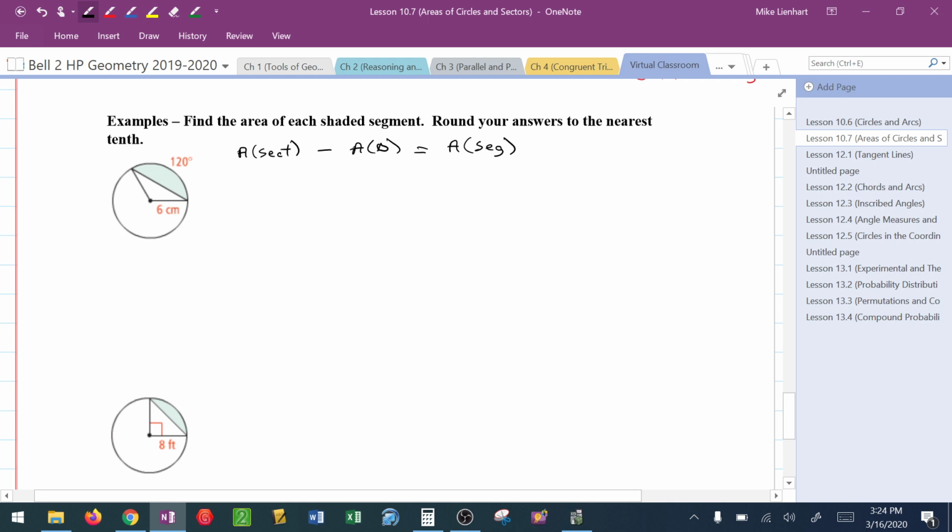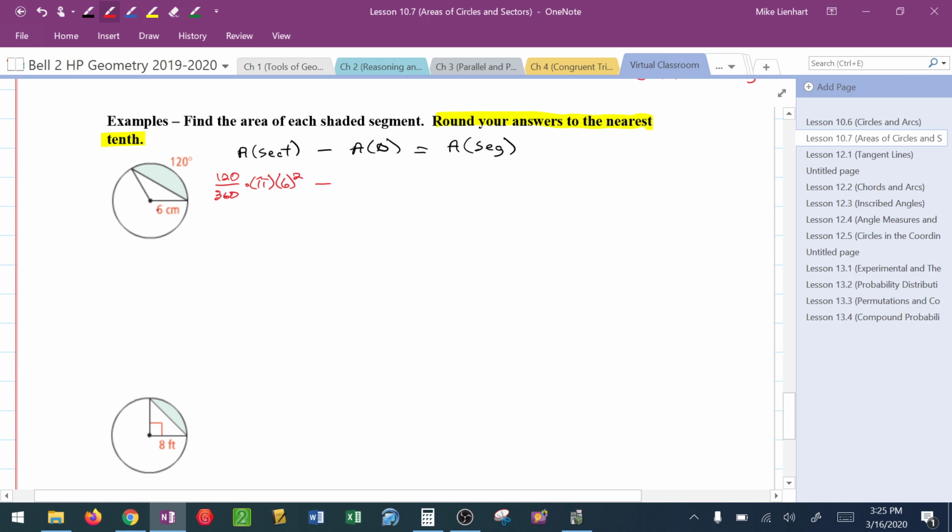So let's start one at a time. How do you find the area of the sector? All right, so I know that the area of the sector is going to be a fractional part of the area of the circle. In this case, it would be 120 over 360 times pi times the radius squared. All right. I notice in the directions, it says round your answers to the nearest tenth. That's telling me I'm going to approximate pi, but I'm not going to worry about it yet. I'm going to subtract the area of the triangle.